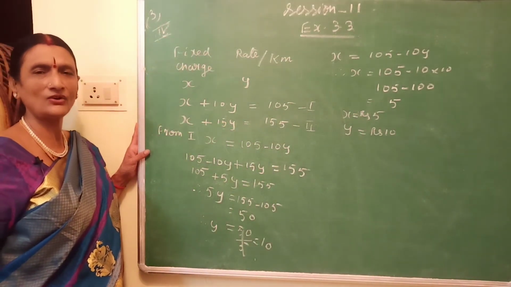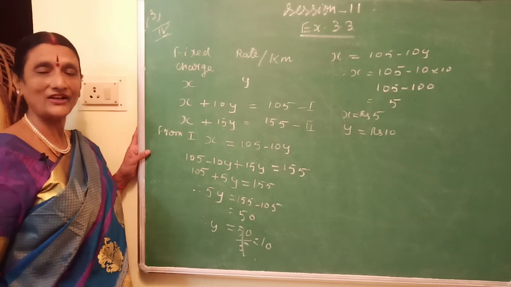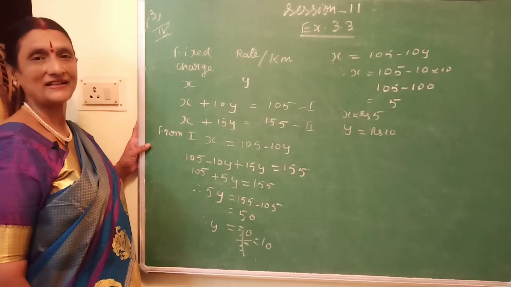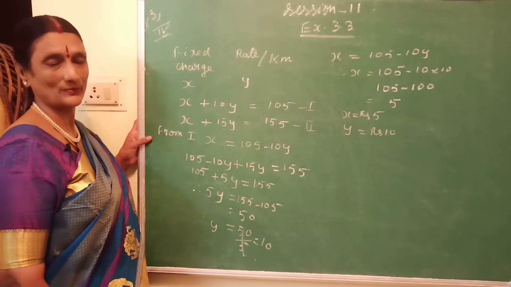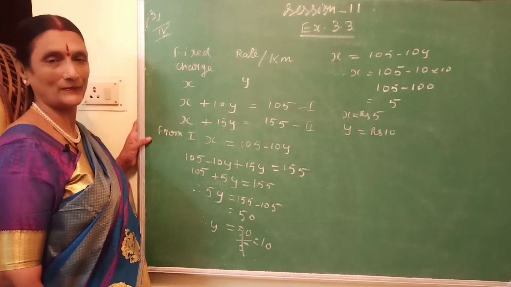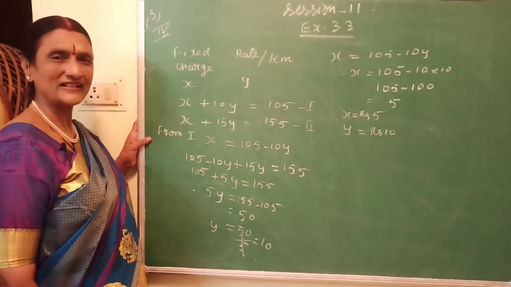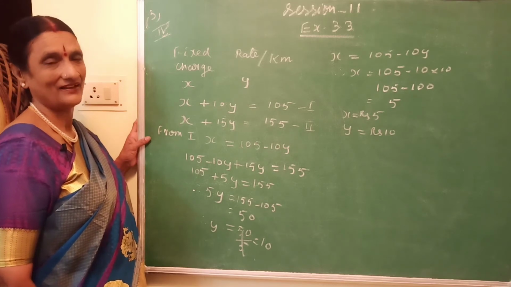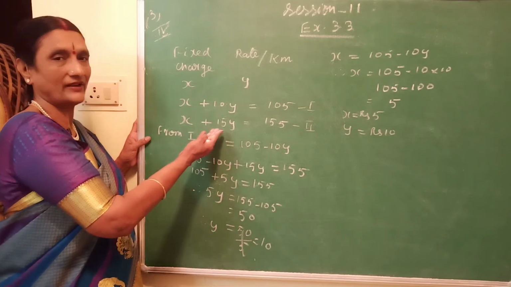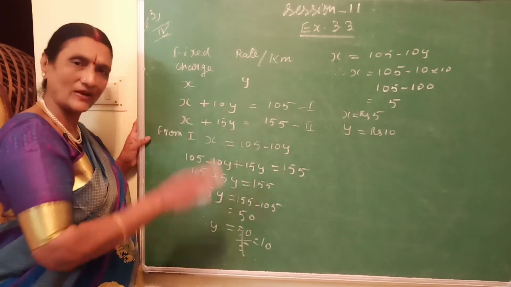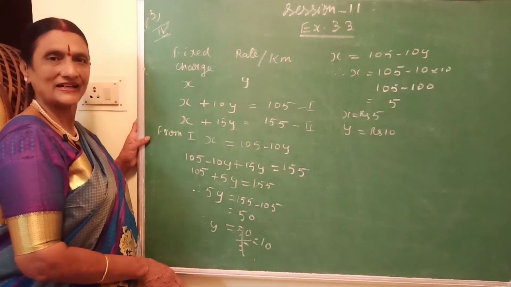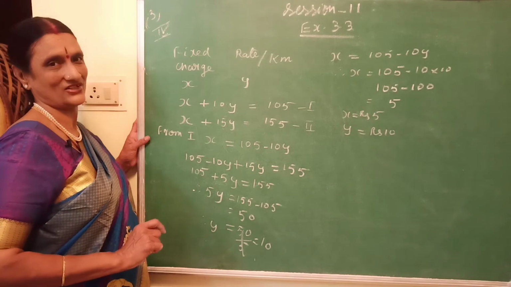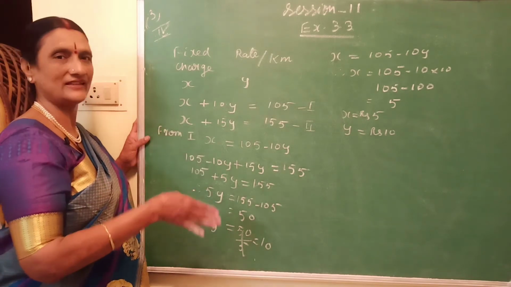So what do we have to do? There is a third calculation which you have to do. What is that? How much does a person have to pay if he travels 25 kilometers? So what is changing here? The kilometer rate is not changing. But the number: 10y, 15y, and in the third case it is 25y. Are you understanding? The fixed charge won't change. Fixed charge is 5 in this case.